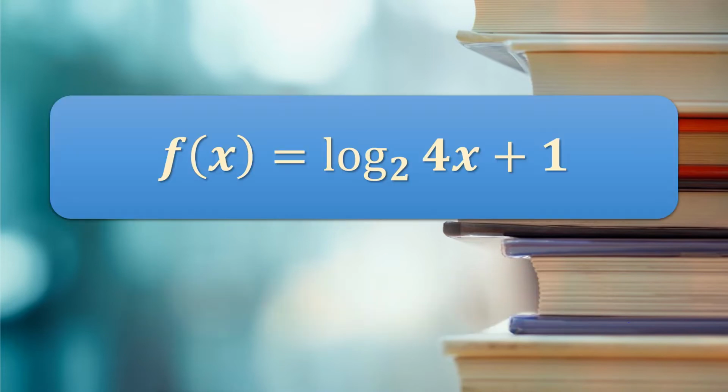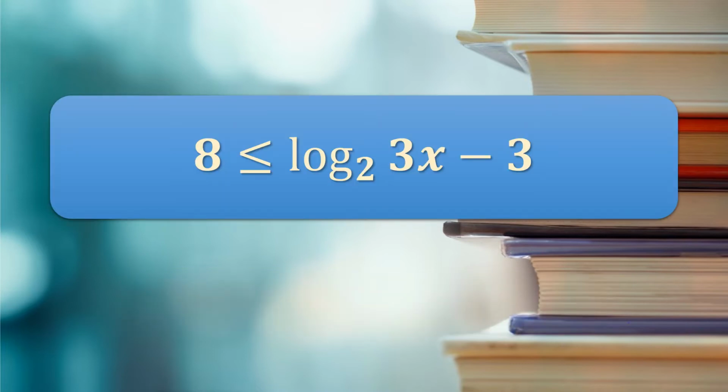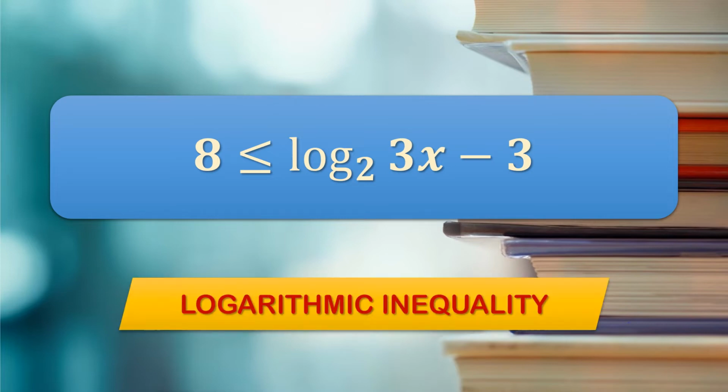Next given, the function f of x is equal to the log of 4 times x with base 2 plus 1. Yes, it is a logarithmic function because of its function notation f of x. Okay, let's proceed with our next. 8 is less than or equal to the log of 3 times x with base 2 minus 3. Yes, it is a logarithmic inequality with the presence of the inequality symbol.